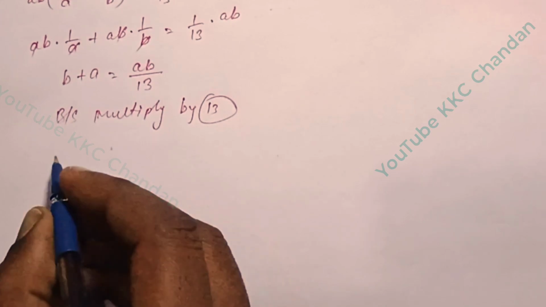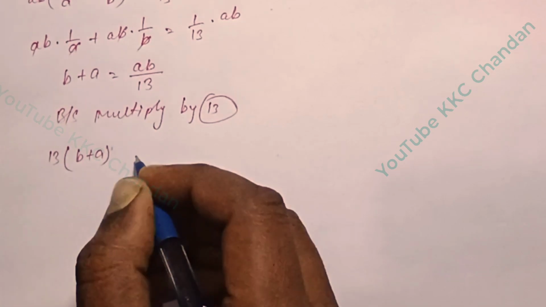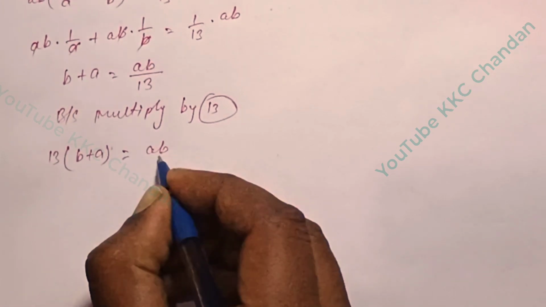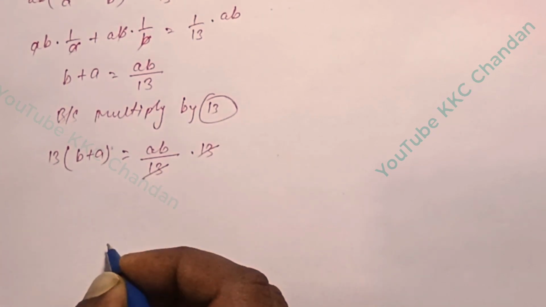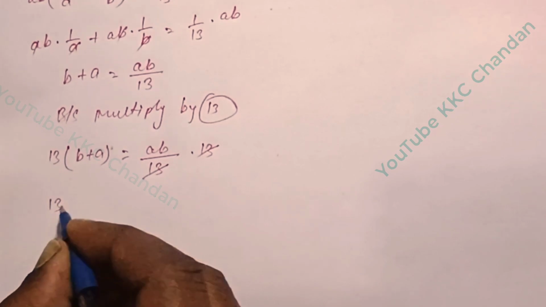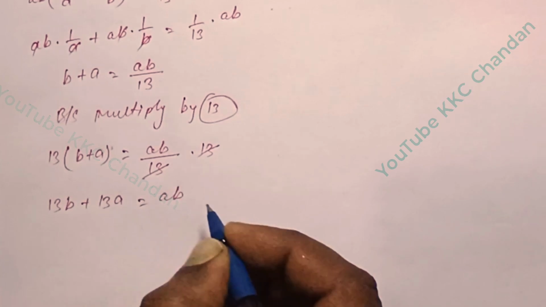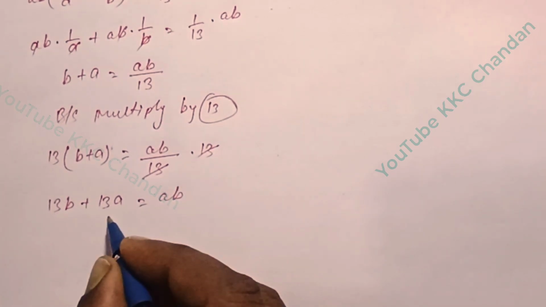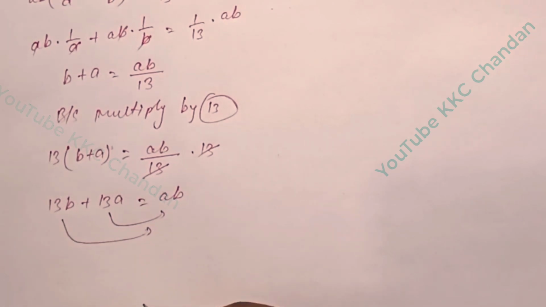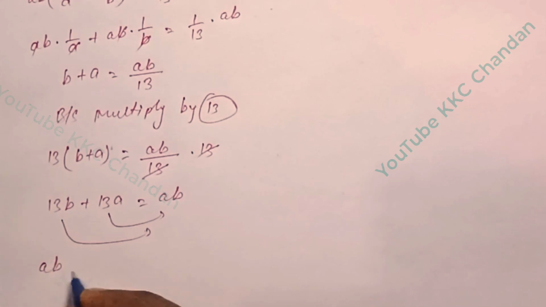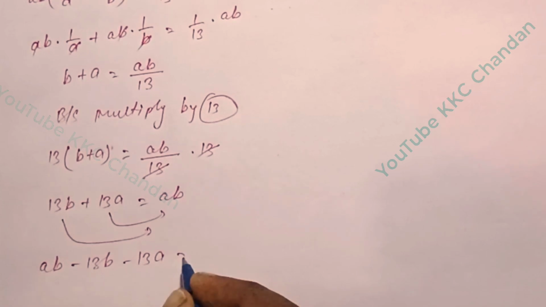Next step, 13 into bracket open b plus a bracket close is equal to ab divided by 13 into 13. Here 13 cancels, left is 13b plus 13a is equal to ab. After the next step, 13a comes to this side, 13b also comes to this side, left is ab minus 13b minus 13a is equal to 0.